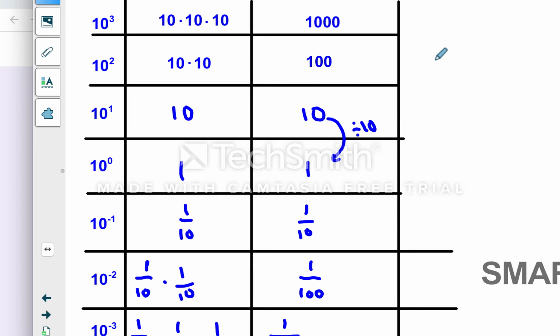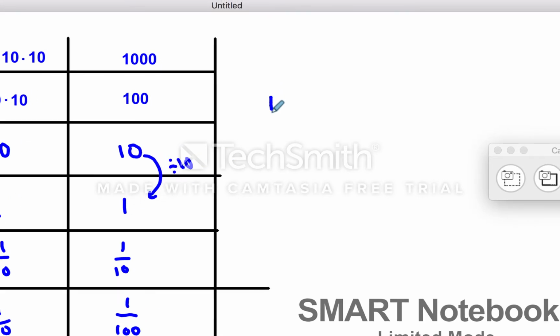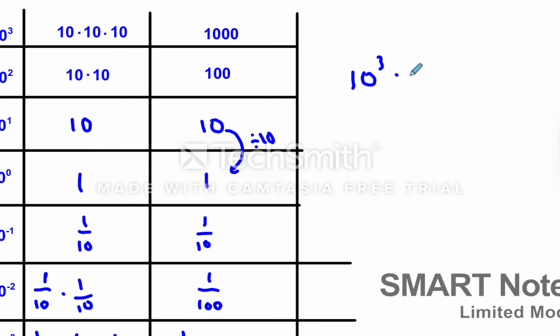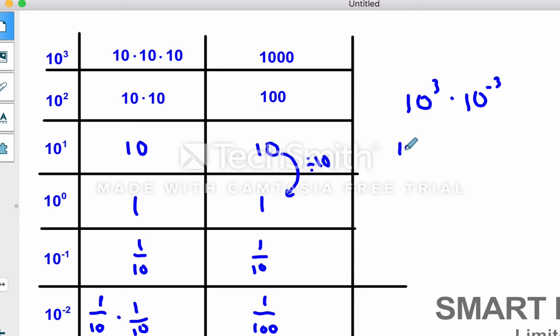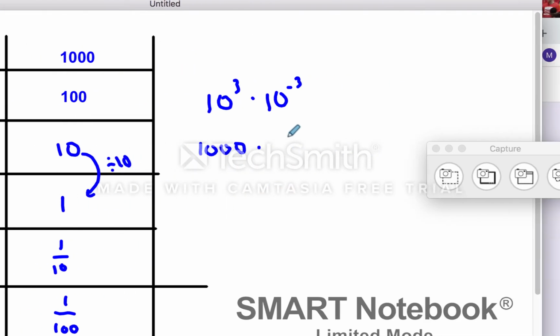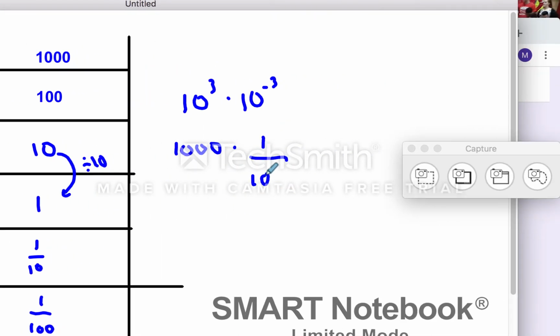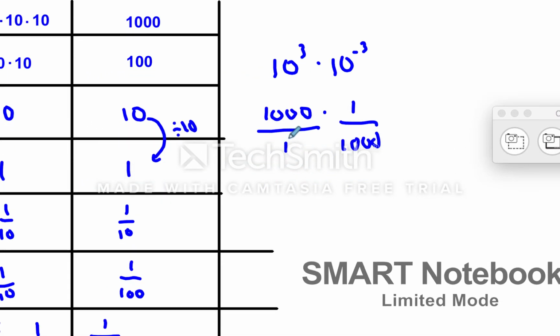If I can show you another way of looking at this, let's say we were multiplying 10 to the third by 10 to the negative third. And I'm just taking these numbers from over here. 10 to the third is 1,000. And 10 to the negative third is 1 over 1,000, according to what we said earlier.